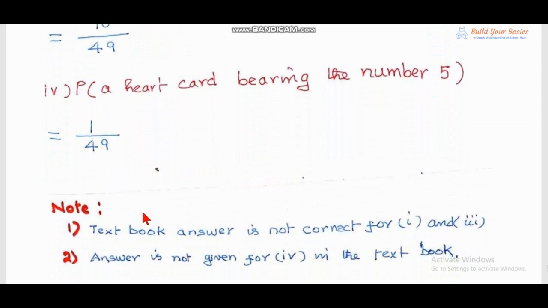That's all. The textbook answer is not correct for the first subdivision and third subdivision, and the answer is not given for the fourth subdivision in the textbook. That's all.